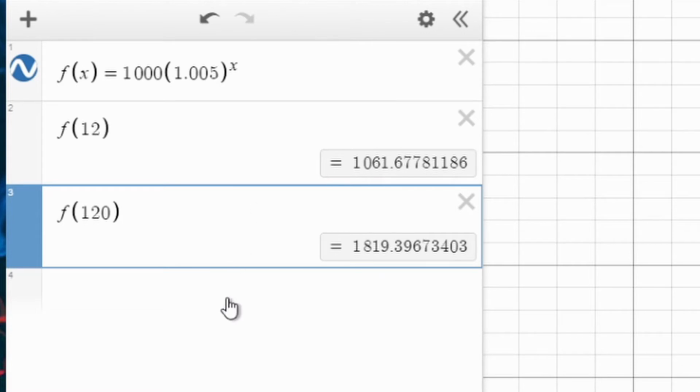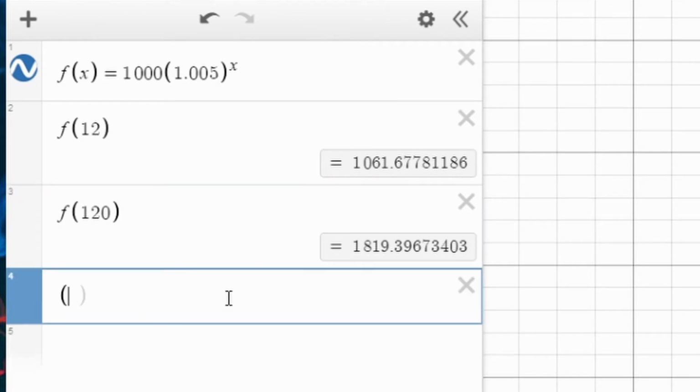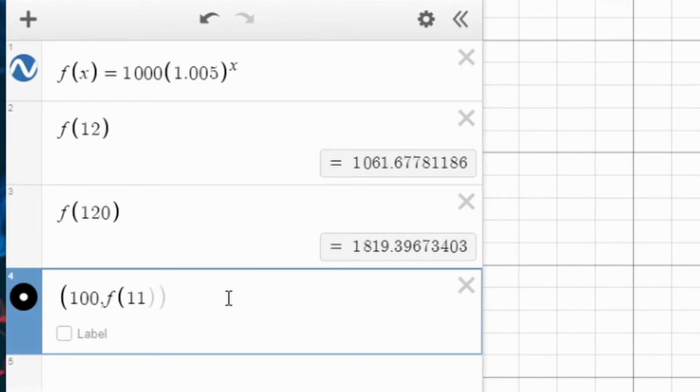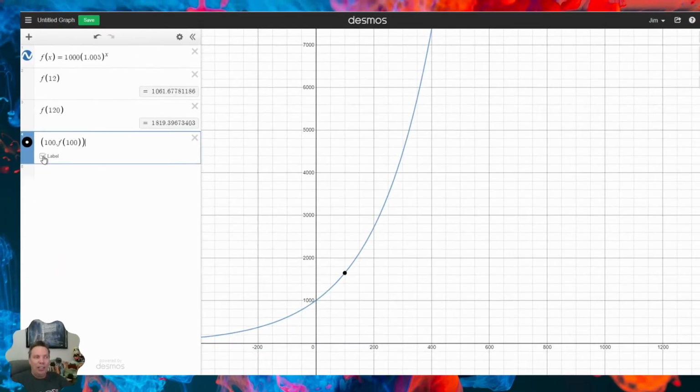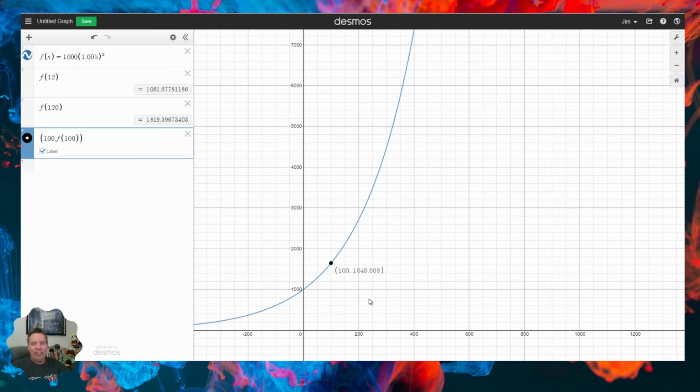Another nice thing about this is if I want to actually plot some things, let's say 100 months out, I can type in f of 100. And there's a little label button here. If I click on that, it actually labels my point. So this means after 100 months, I will have $1,646.67 in the bank. That's if I don't touch it. That's 6% compounded monthly.